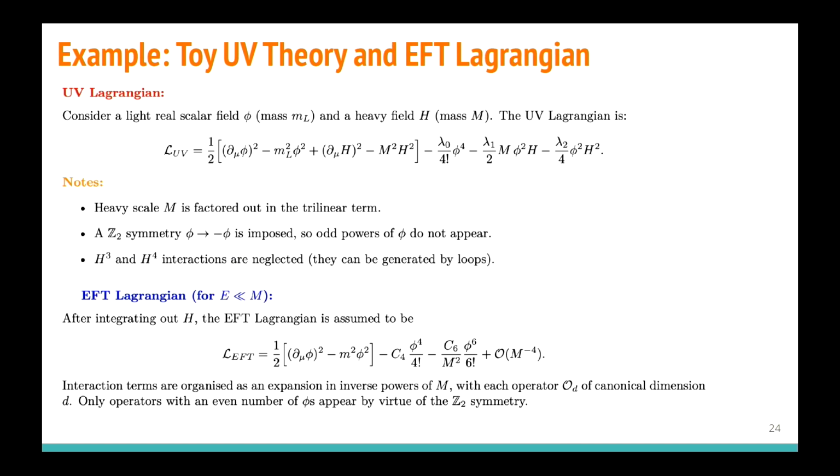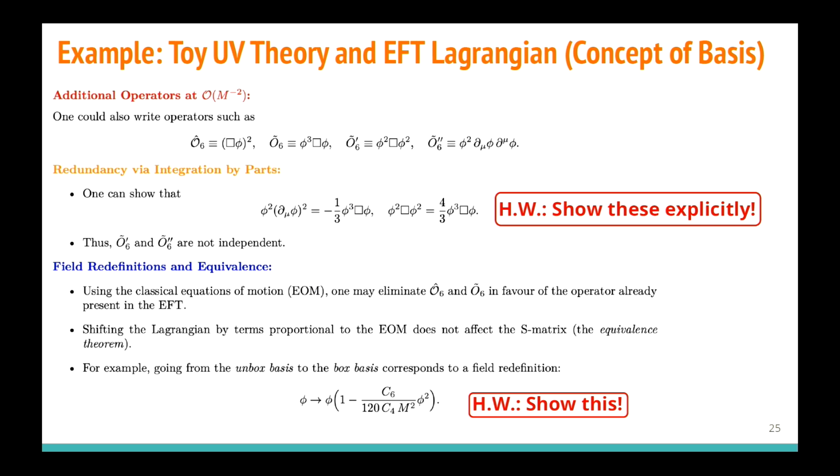So, what we see here is that in none of the terms do we have any box, any D'Alembertian operator. However, we can actually go from the unboxed basis to a box basis by just doing some field redefinitions. So, for example, if we go from the unboxed basis to the box basis, we just need to redefine the field as this, which you can see is similar to this.